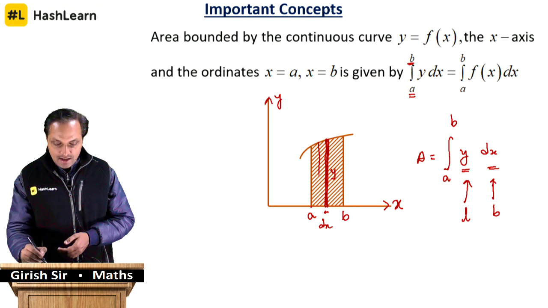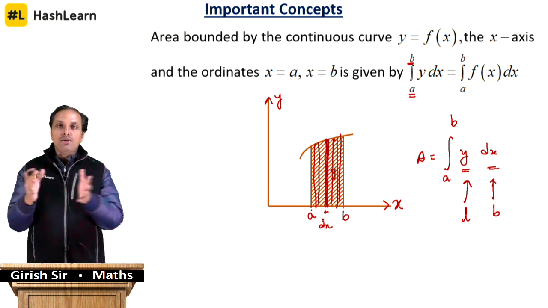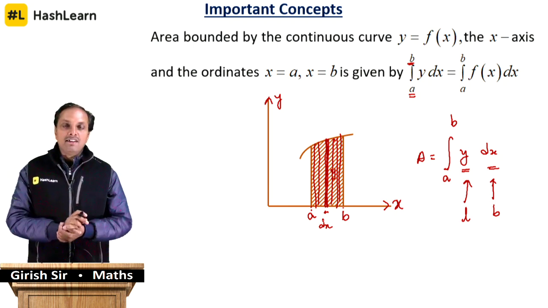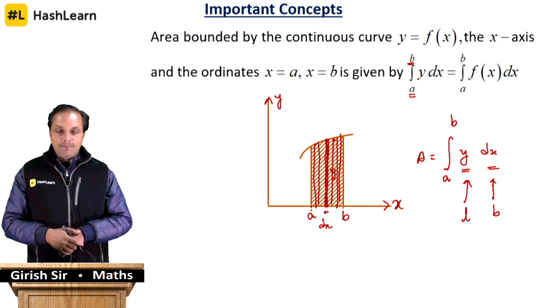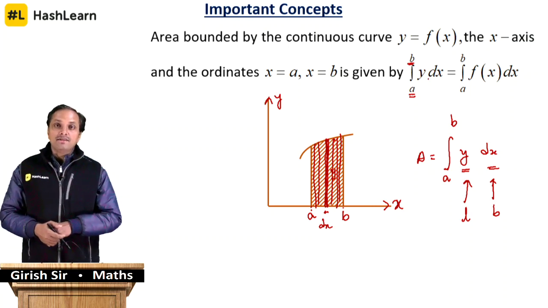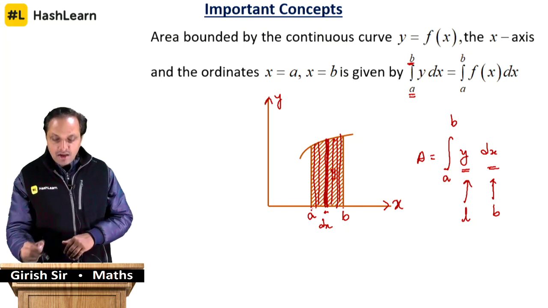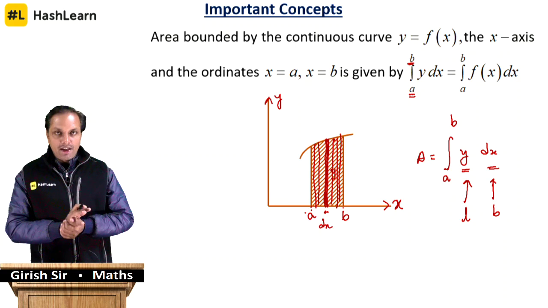All the strips that come under A to B, we need to integrate all of them. We need to sum up all the strips so that we get the final area. Okay, so area is A to B y dx. y is nothing but the length of the small strip in the given area.